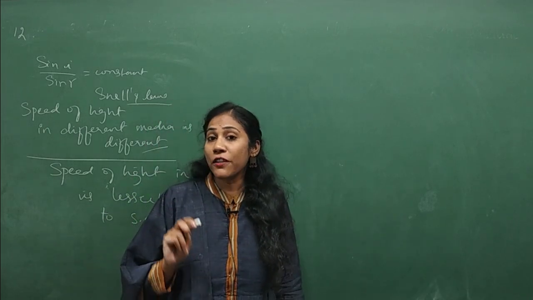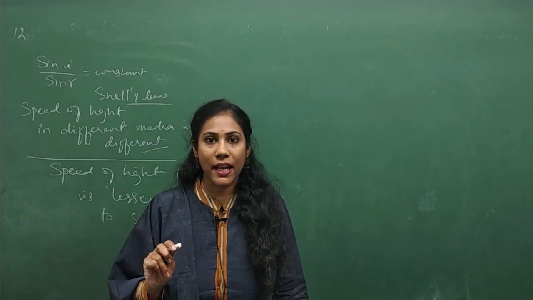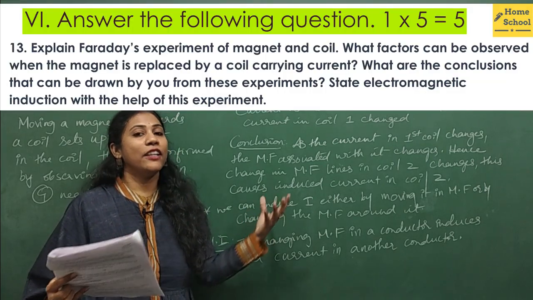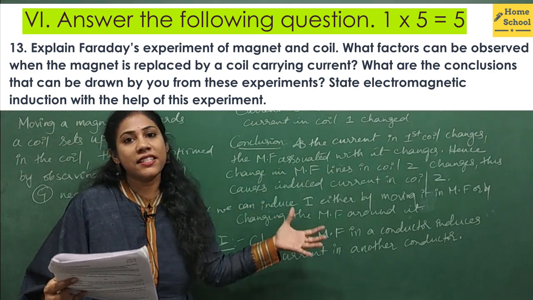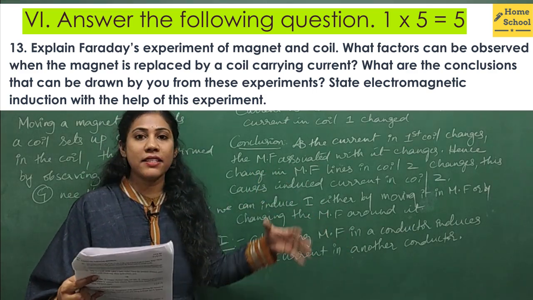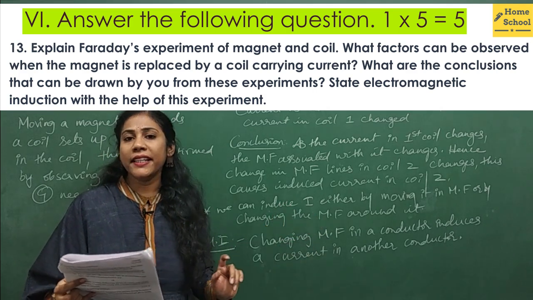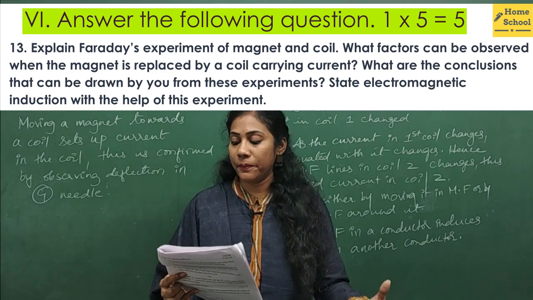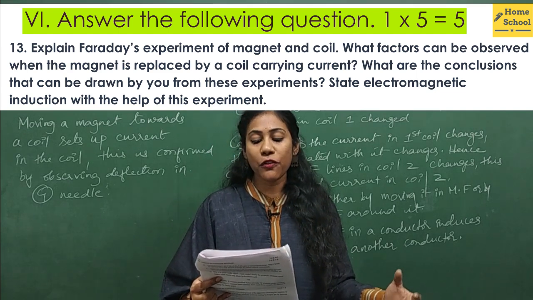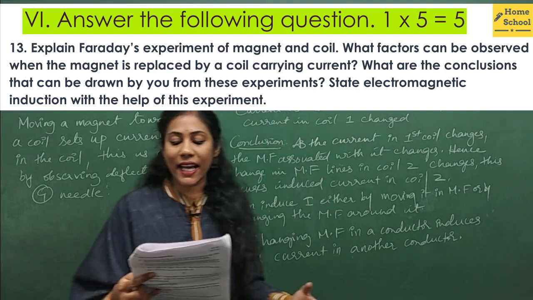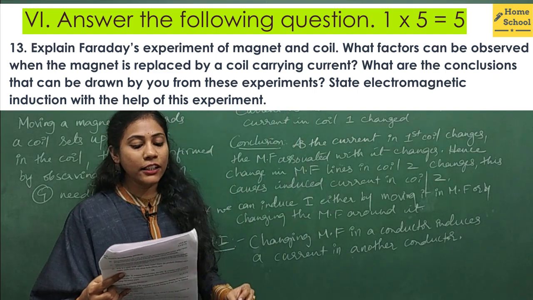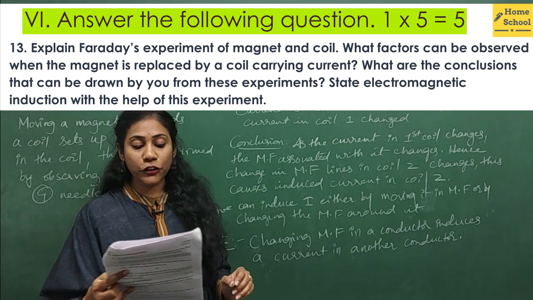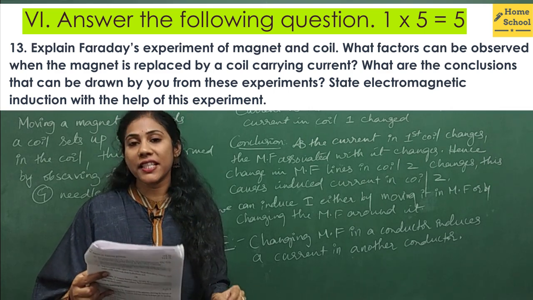And now let us go for the 5-mark question which is there in the physics part. See guys, this 5-mark question is very much conceptual. It's right there on the board. The question along with the clear step-by-step answer I have given on the board. Let me read out the question for you. Explain Faraday's experiment of magnet and coil. What factors can be observed when a magnet is replaced by a coil carrying current? What are the conclusions that can be drawn by you from these experiments? State electromagnetic induction with the help of this experiment.